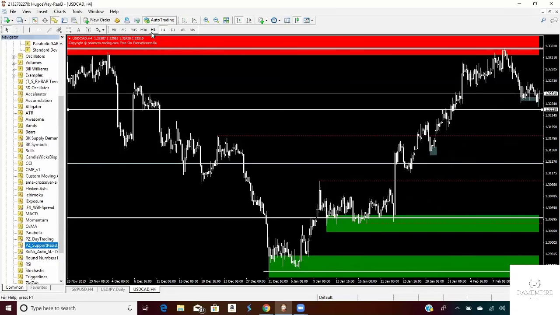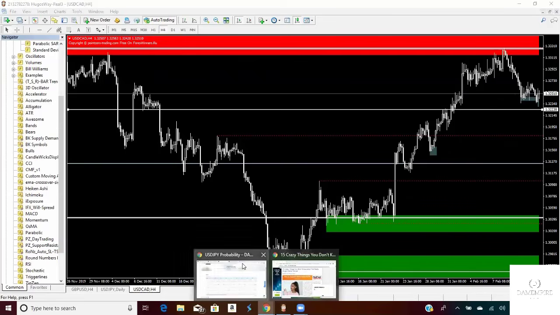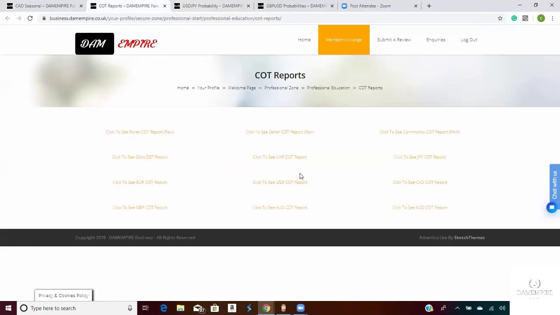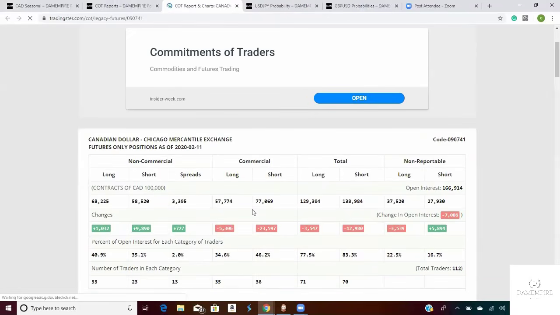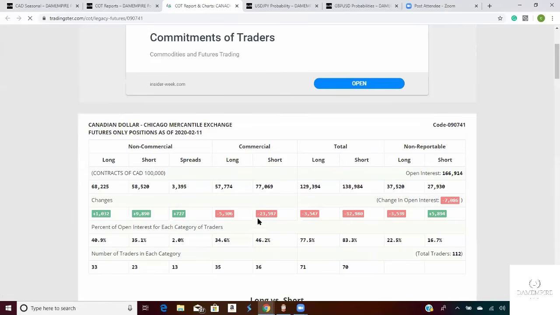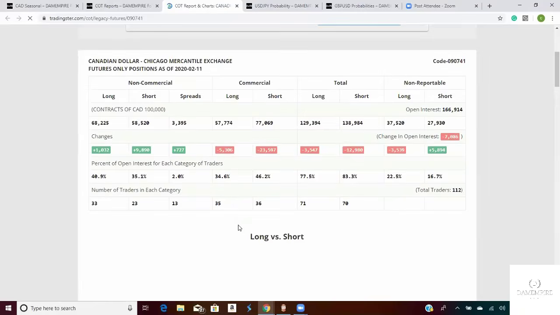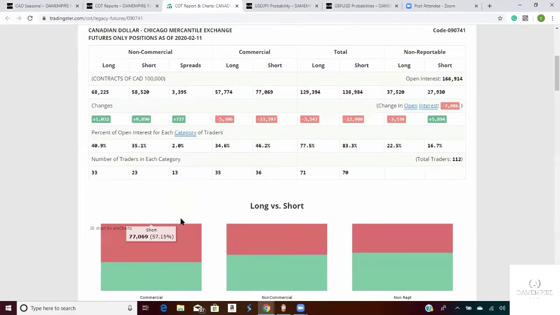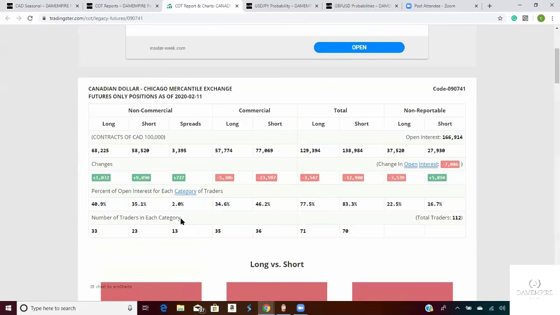What's the COT report for CAD saying? For CAD? Yeah. They're shorting as well, but they took out 23, but they also took out for the long. Okay. I mean, that's not exactly what I would be looking for ideally, but that's still good.